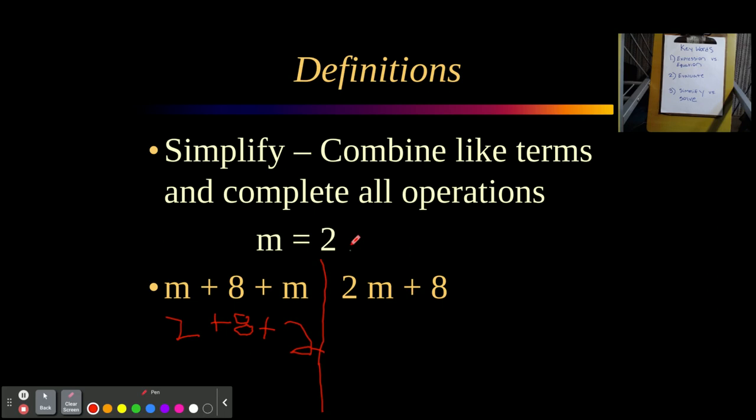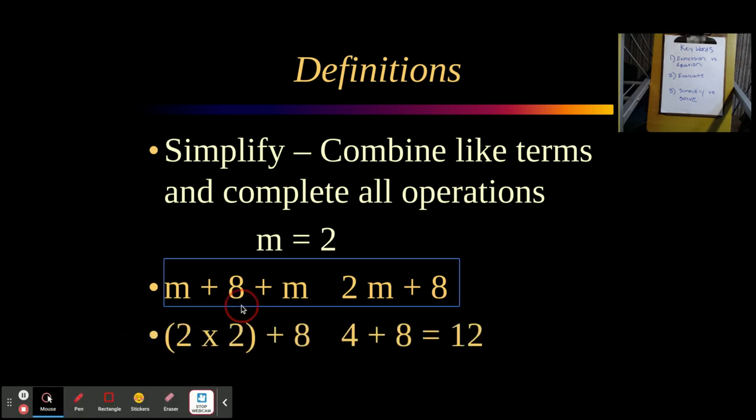This is another way to write it, 2m plus 8. So we can put 2m since there's 2 m's, and that's another way to simplify that. So these are equivalent expressions. So when you plug it in, you can go 2 times 2 plus 8, or 4 plus 8 equals 12.